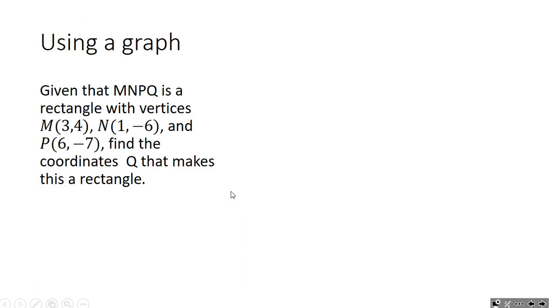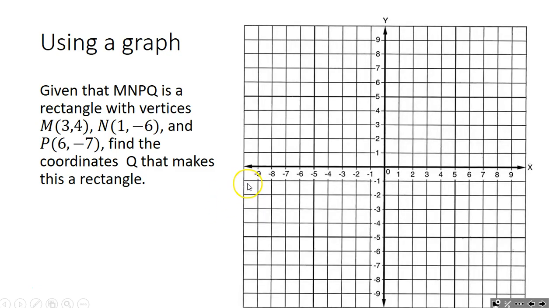First of all, I'm going to show you the first way to find this fourth point, which is by using a graph. Given that MNPQ is a rectangle with the vertices M(3, 4), N(1, -6), and P(6, -7), find the coordinates of Q that make this a rectangle. So I'm going to plot the M and the N and the P.